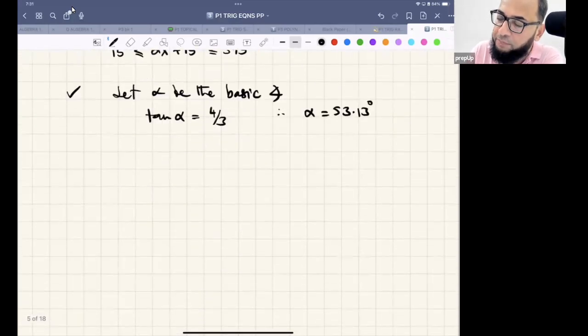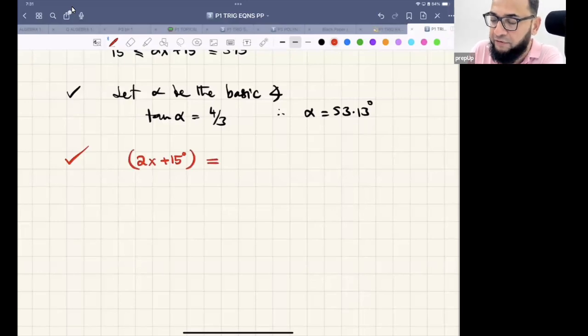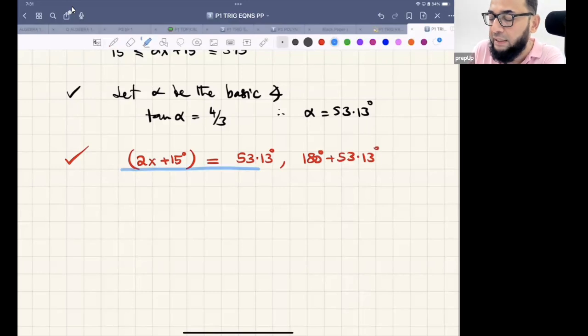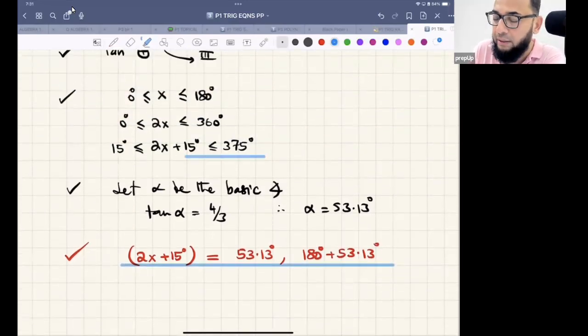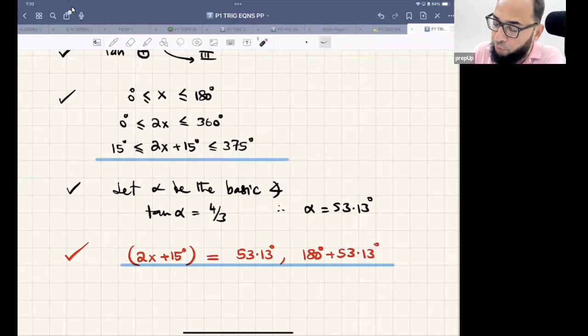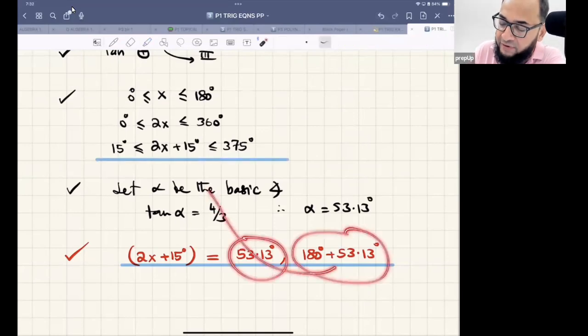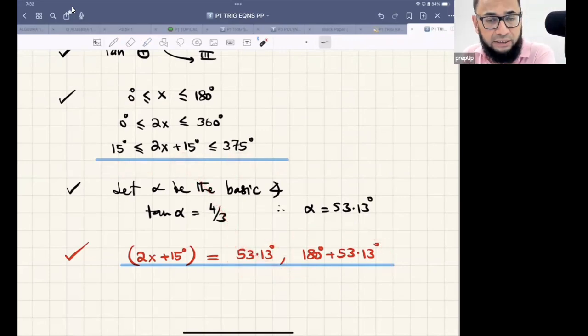Now we are dealing with the first quadrant and the third quadrant. So let me write it down. 2x plus 15 degrees, working towards the final answer. In the first quadrant, this is 53.13. In the third quadrant, 180 plus 53.13. Now just pause for a second and let's have a look over here. Do these two values that we have obtained so far lie within this range, 15 and 375? Yes, they lie within the range. So there is no issue. Just continue with the working.